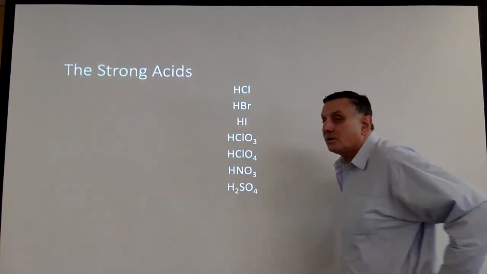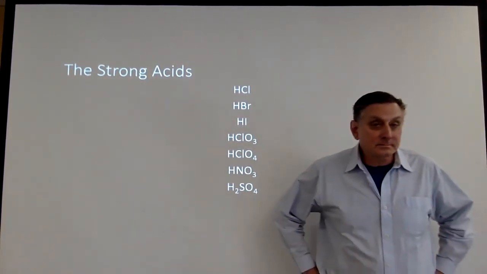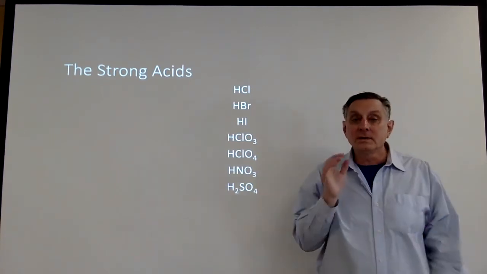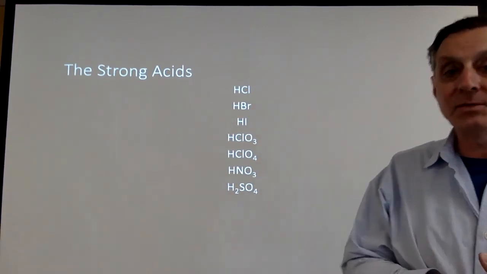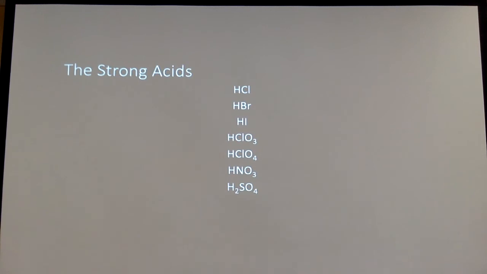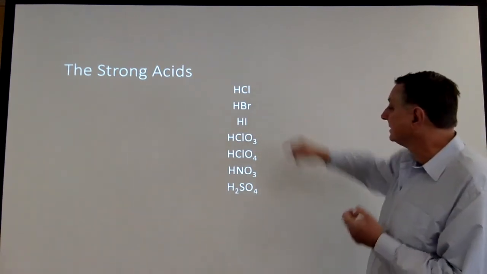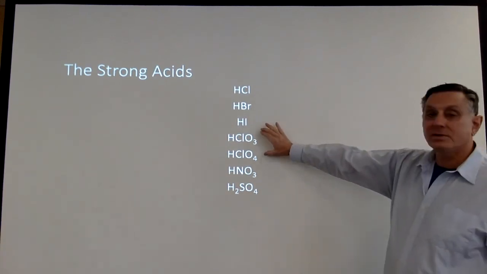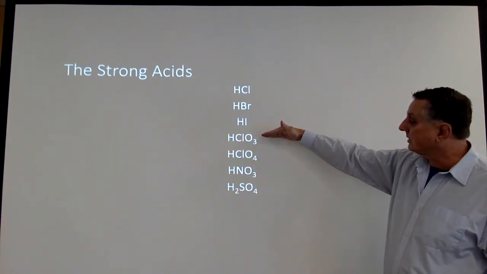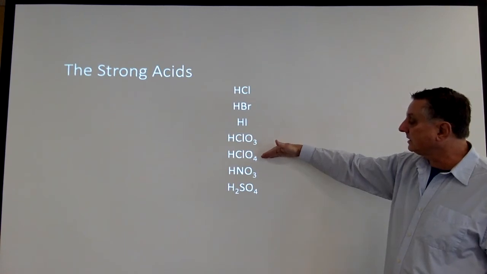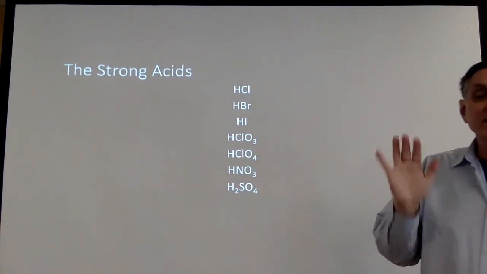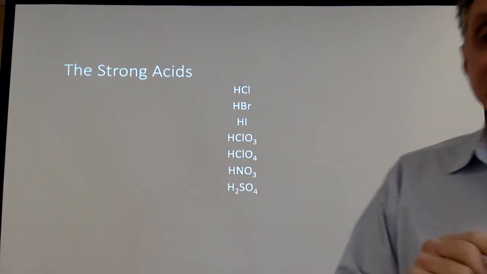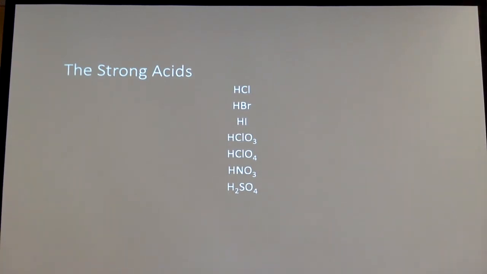The 7 strong acids. In general, there are more, but in general chemistry, these are the common ones. HCl, HBr, HI, the 3 hydrohalic acids. Then we have 2 more that contain chlorine, chloric acid and perchloric acid. Then we have nitric and sulfuric. These are the 7 strong acids, and you have to know them. You have to know that they are strong acids.